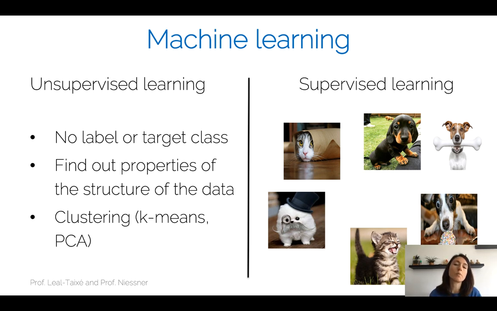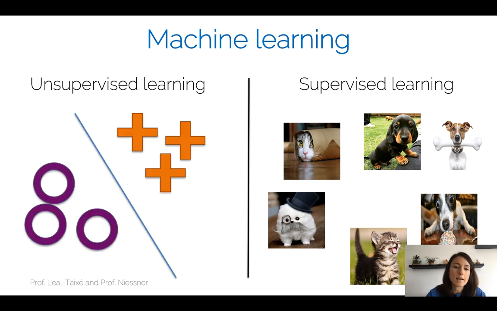So all that we can do in unsupervised learning is actually to find out properties of the structure of the data, for example, perform clustering. And you might have had other courses in which you discuss clustering methods such as k-means or principal component analysis. These are all ways to find structure in the data. So once this clustering is done, then we might find ourselves with two classes, two separate clusters of images, but now these images don't have a semantic meaning. It's not cat versus dog, but just, for example, purple circles versus orange crosses. So the only thing that we have lost here is actually the semantic meaning that the labels give us.